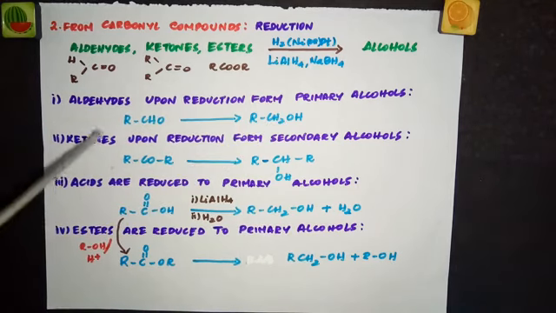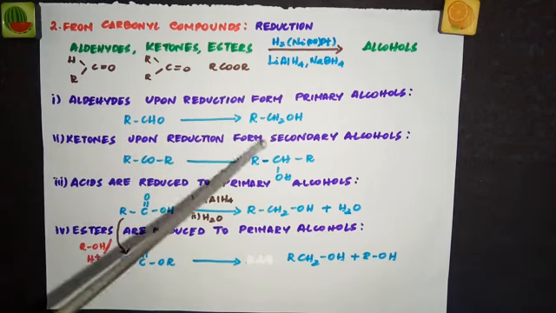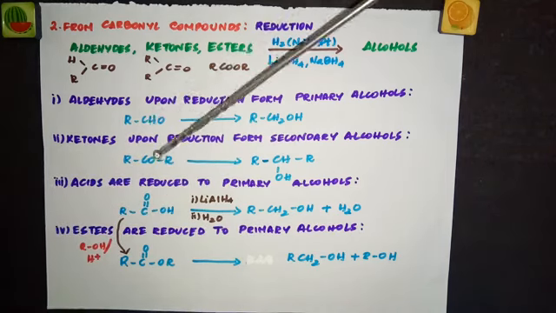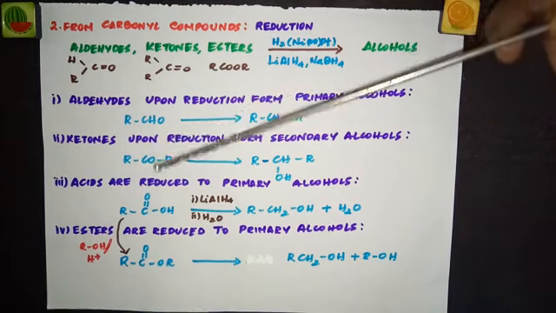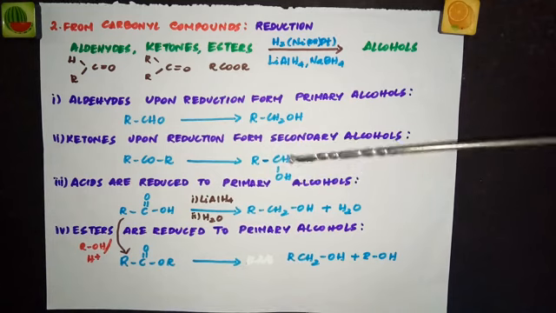Next, ketones, when they are reduced, they give secondary alcohols. So the alkyl part will be as such. Look here, we have two R's here. That R will be as such. The CO will be reduced to CHOH. So this is the secondary alcohol part.